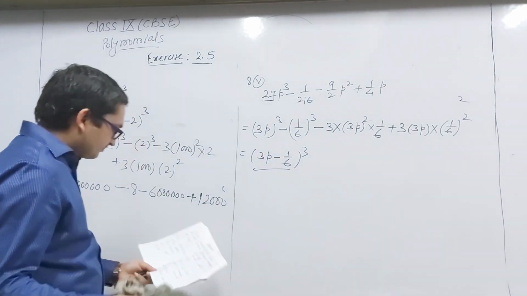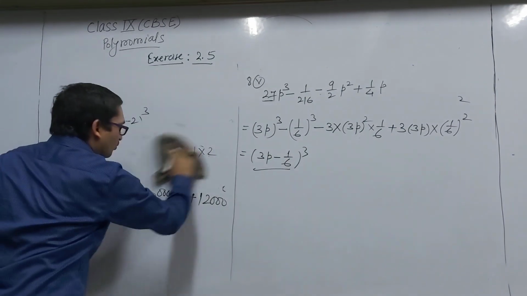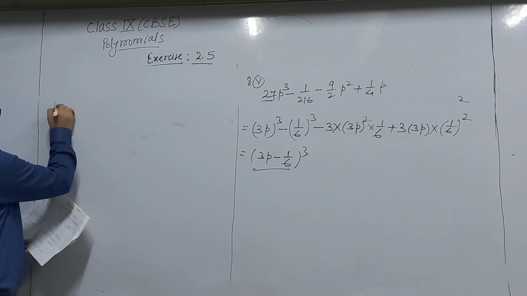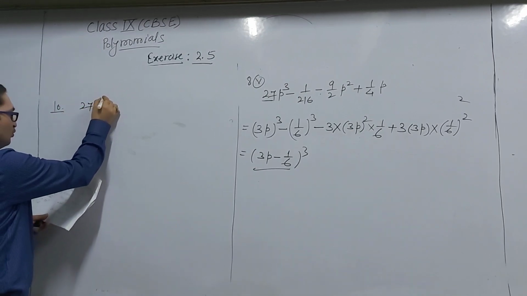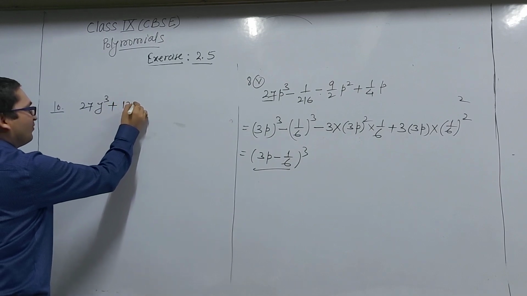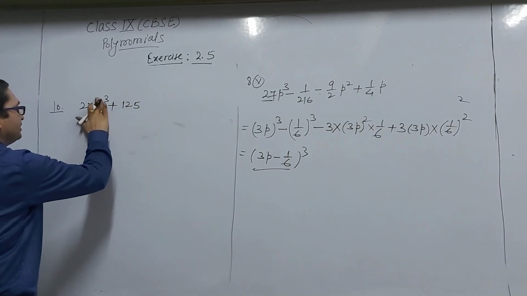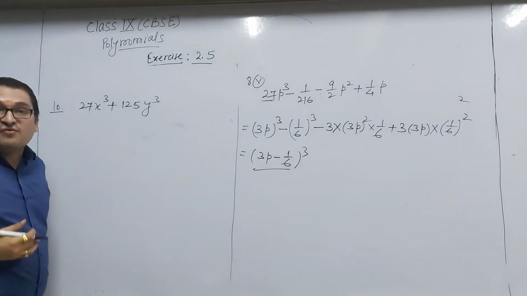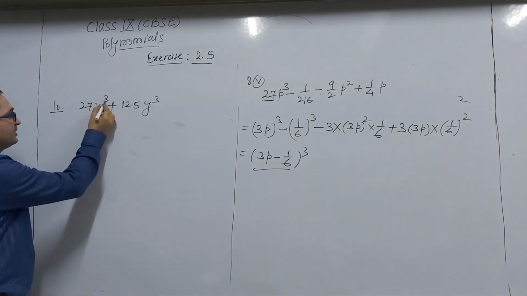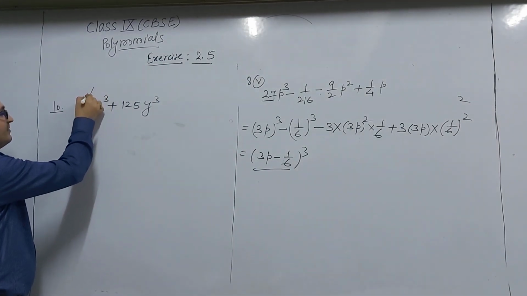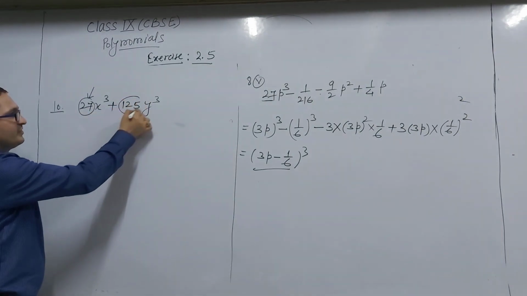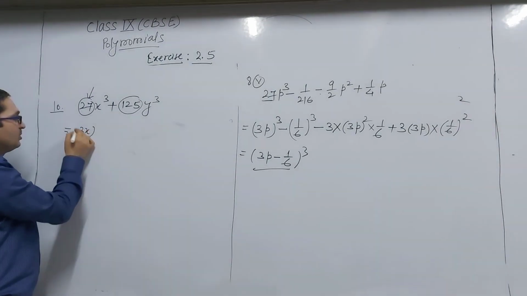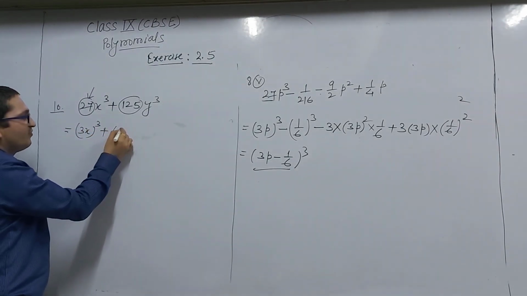One more question we can do. Question number 10: 27x cube plus 125y cube. We can take it. It's written in the form of a cube plus b cube, guys. But this cube is not given with 27, right? This cube is not given with 125. So you have to write it as the whole cube, right? So it will be 3x whole cube, and this will be 5y whole cube.